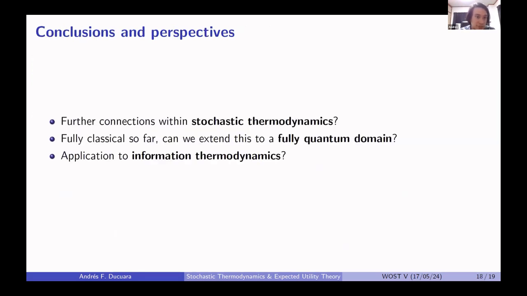And these are just some conclusions and perspectives. I think that's pretty much all I wanted to say.